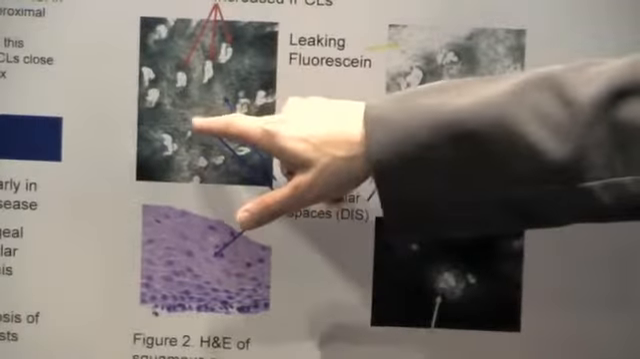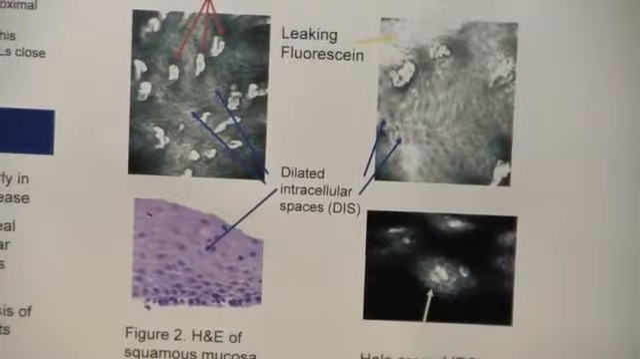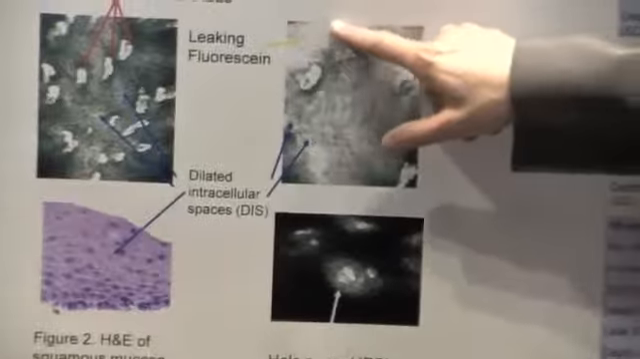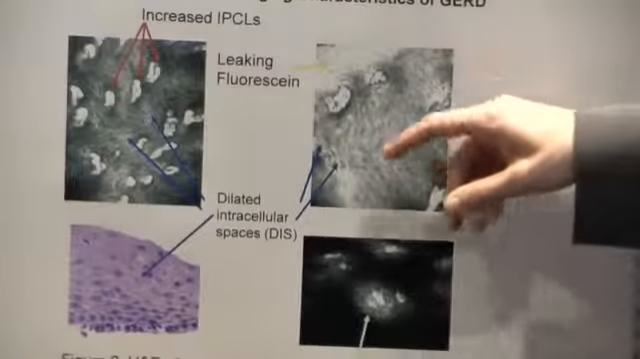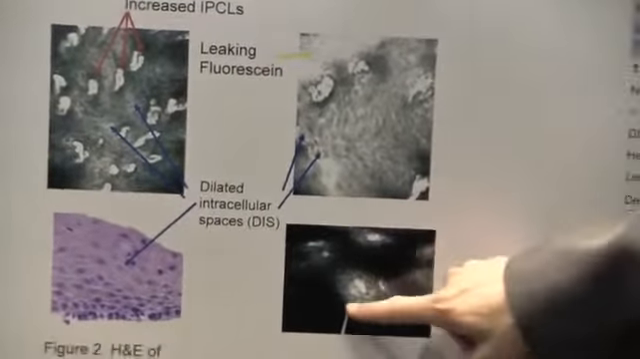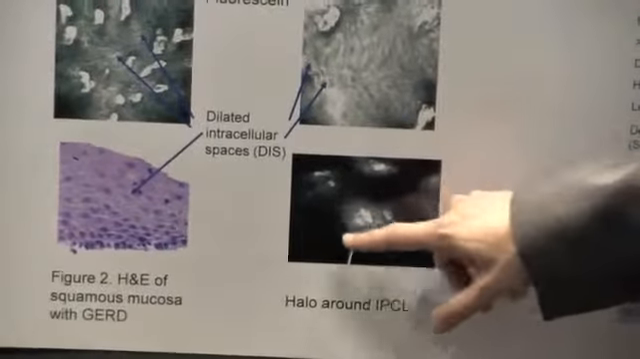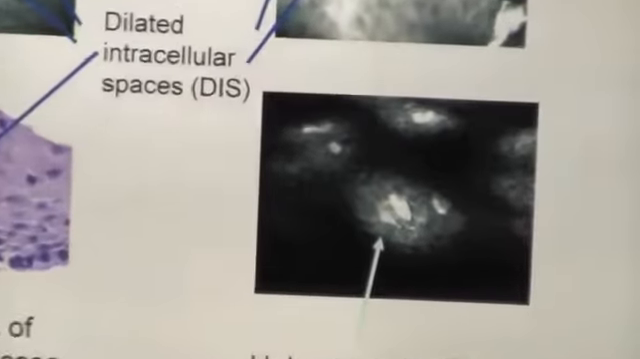We can also see dilation of the space in between individual cells, called dilated intercellular spaces. Sometimes the fluorescein, which is the contrast we use for endomicroscopy, will leak out onto the surface of the esophageal mucosa. We think this is also associated with GERD. And then also occasionally we'll see a glow or a halo around the intrapapillary capillary loops that we think is related to acid reflux.